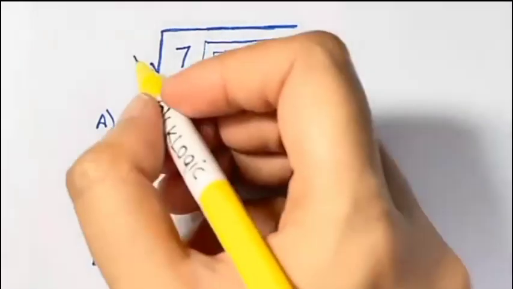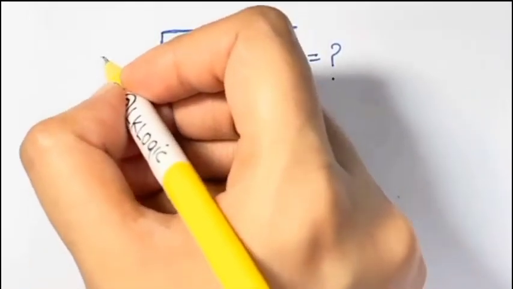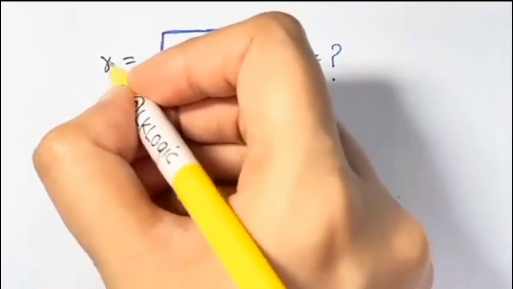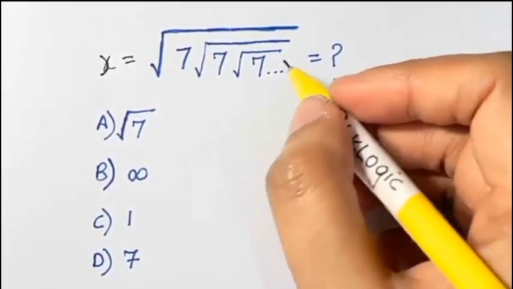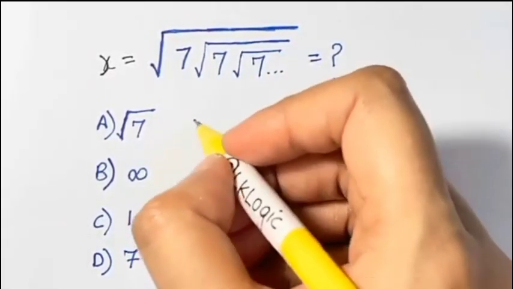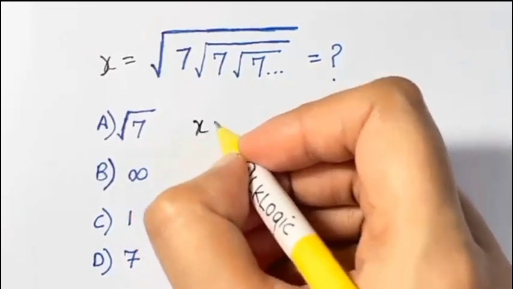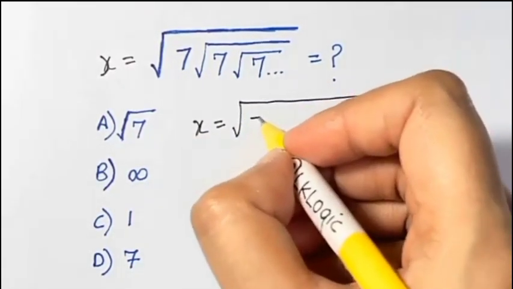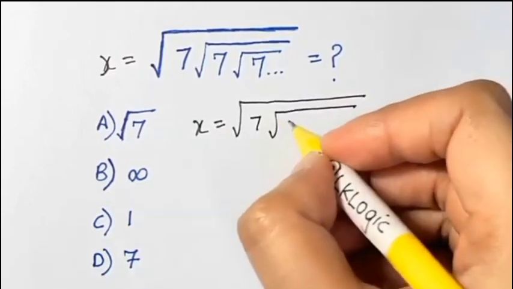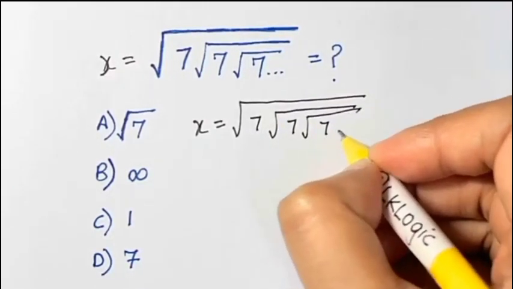So just put this whole term as x. Let x be equal to this. And then what we are going to do is square both sides. So when we square both sides, let me write down the equation again. x is equal to the square root of 7 times the square root of 7 times the square root of 7, and it goes on till infinity.